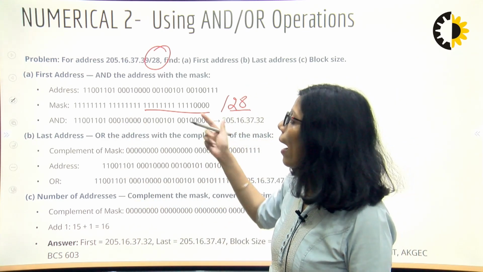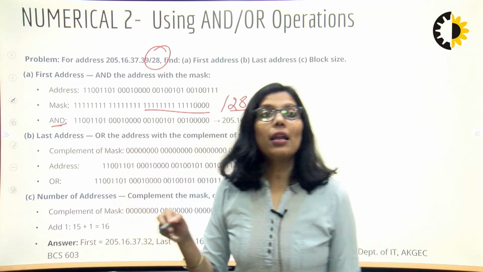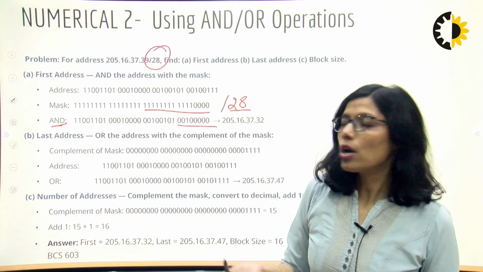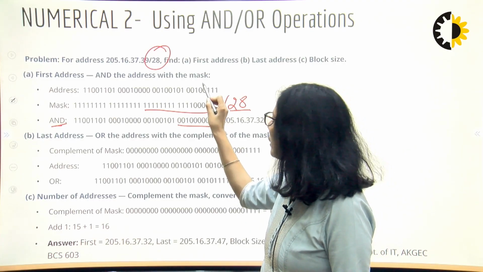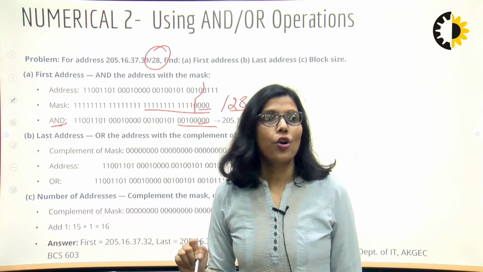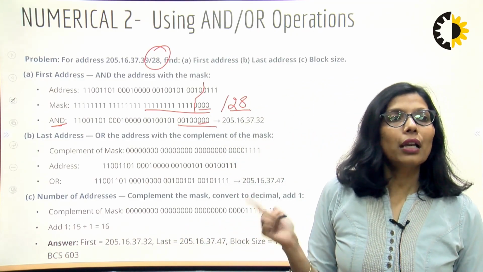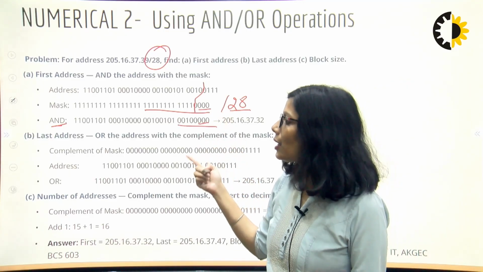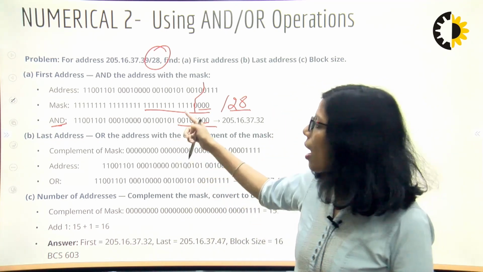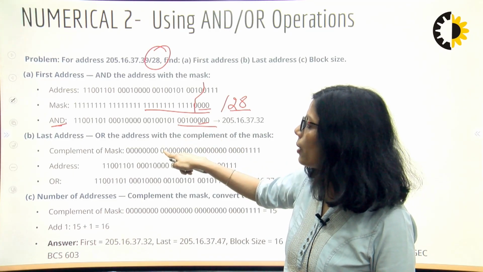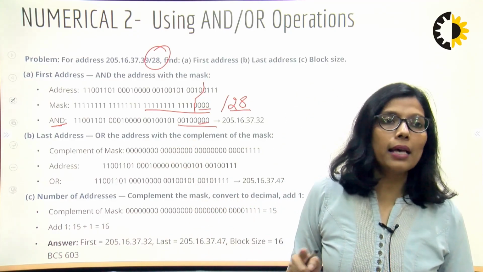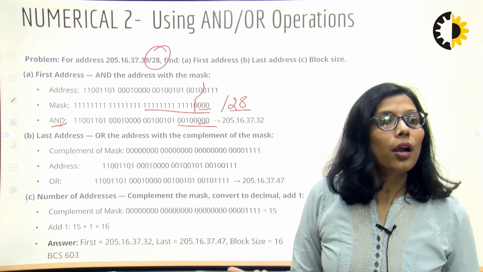Then what I will do is AND the mask with the address to get the first address. It will set the host bits to 000, so this will be my first address. Okay. For the last address, I will again use the mask and the address, and I will complement the mask. This is the mask, I will be complementing the mask. And then I will be ORing my address with the complement of the mask and I will get the last address, right?